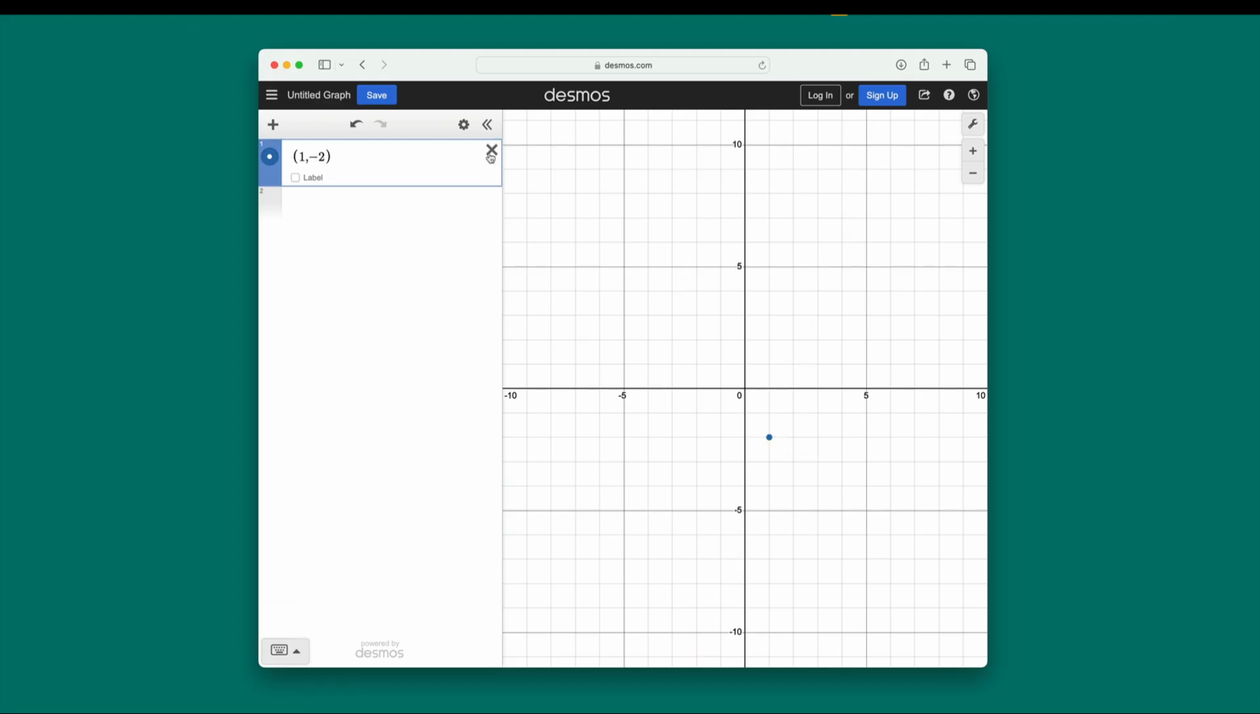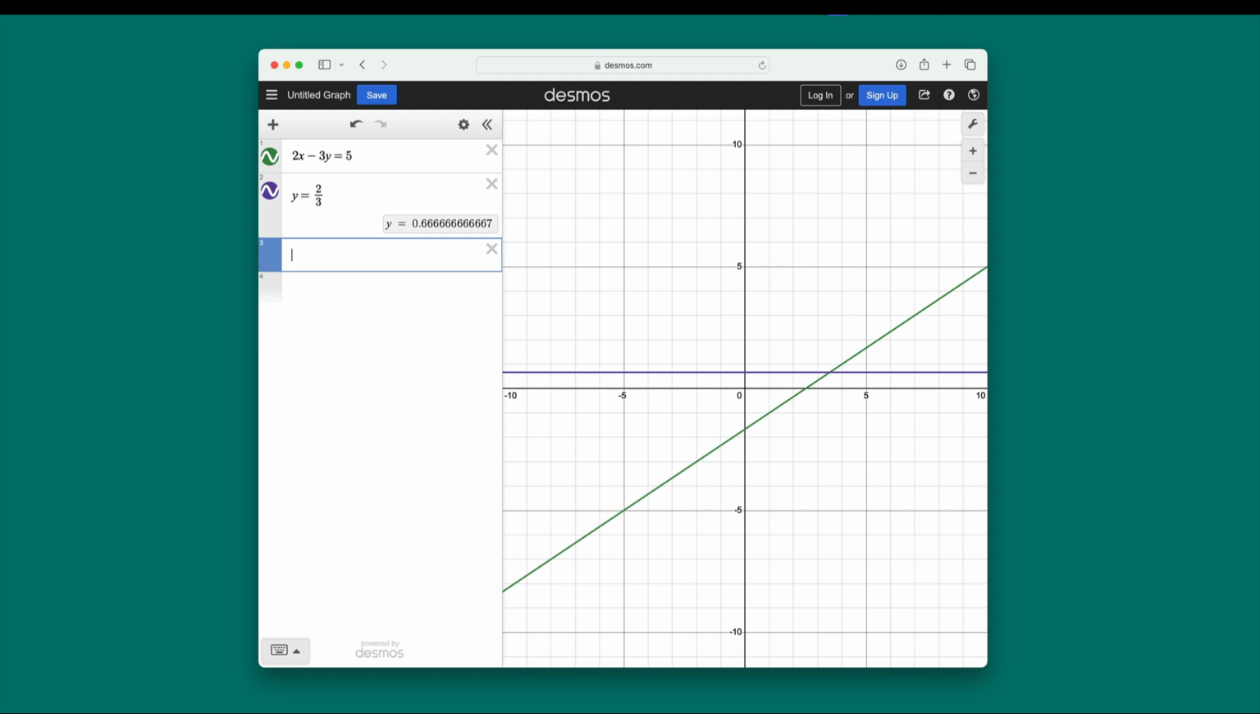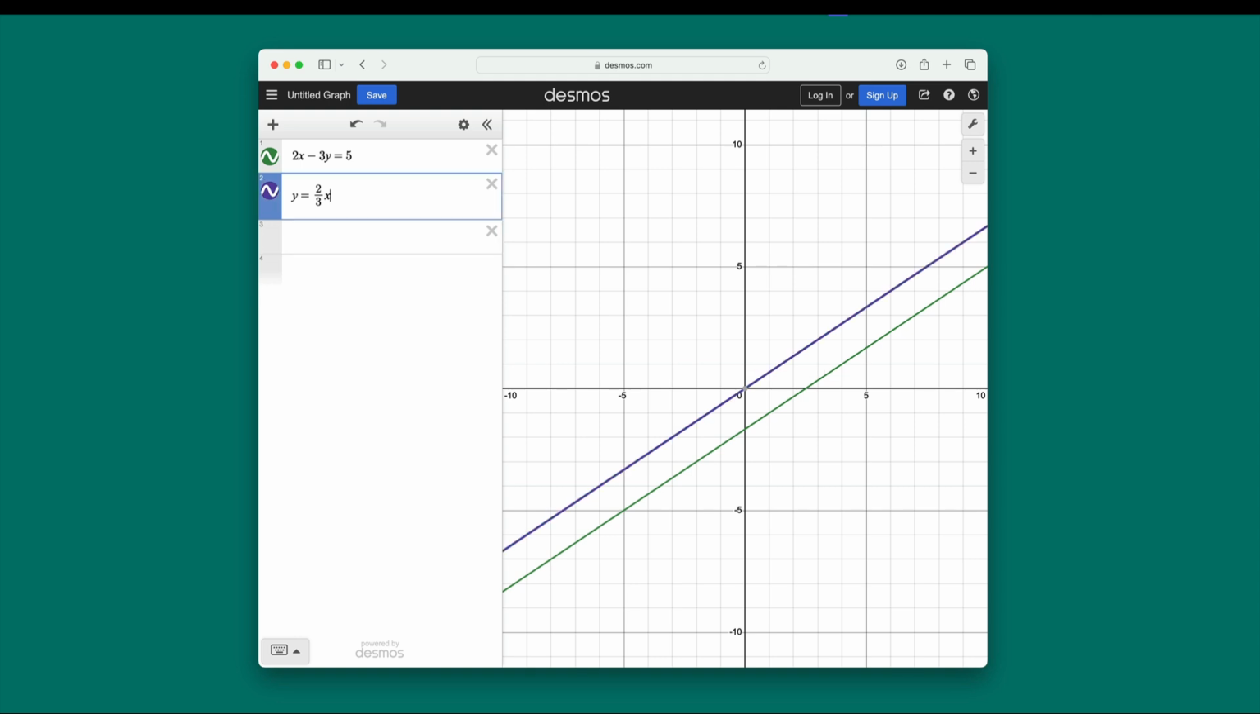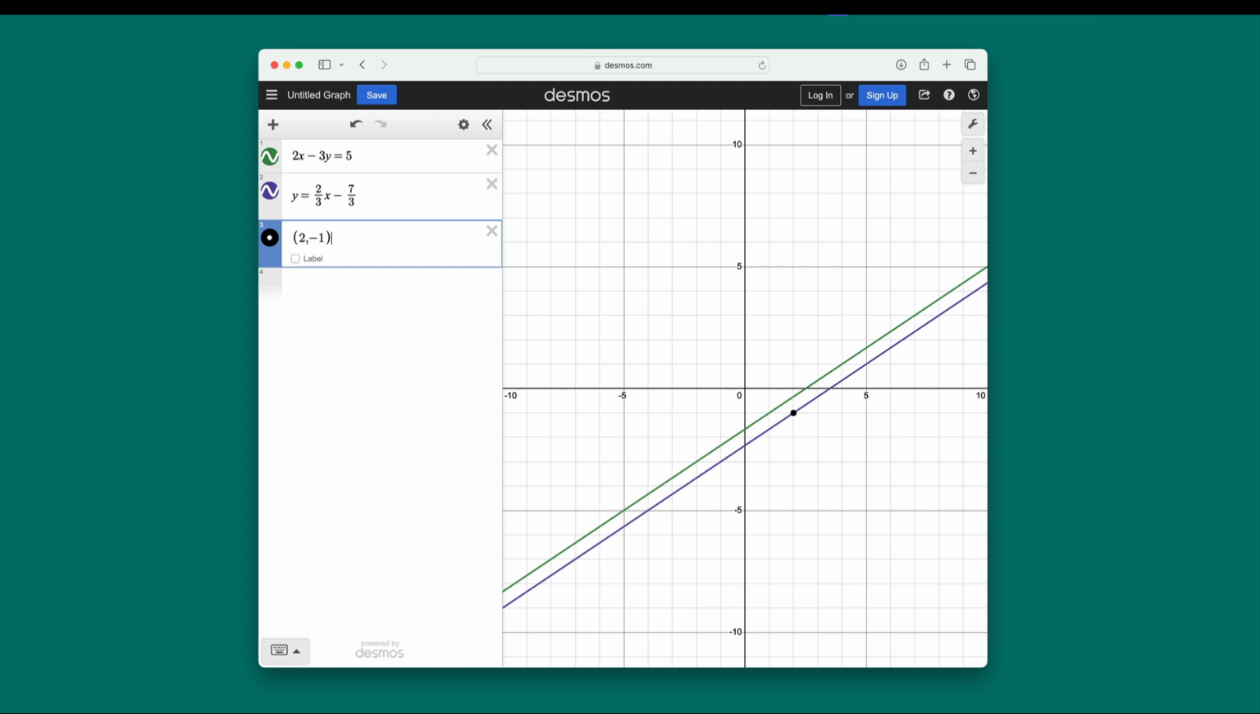So let me get rid of this here. All right, so the equation that we had was 2x minus 3y equals 5. Okay, so that's the slope that we want. So the parallel line that we're going to graph is y equal to 2/3 x minus 7 over 3. Okay, so you can see it's parallel to it, and it passes through the point (2, -1). So that's the purple line. It's parallel to the green line.